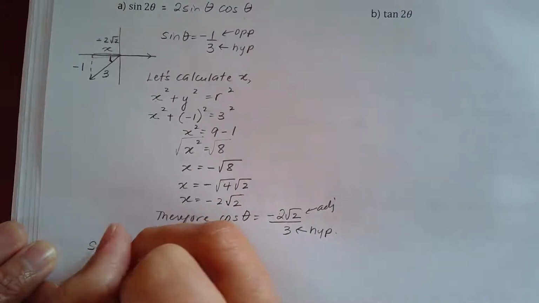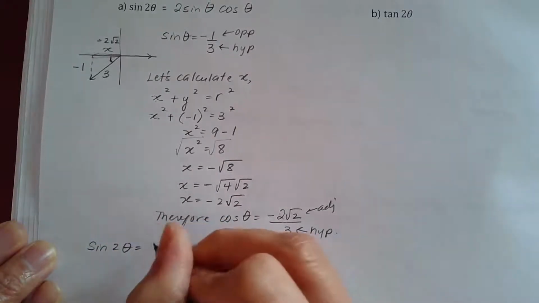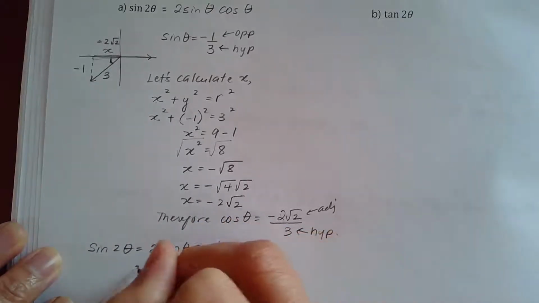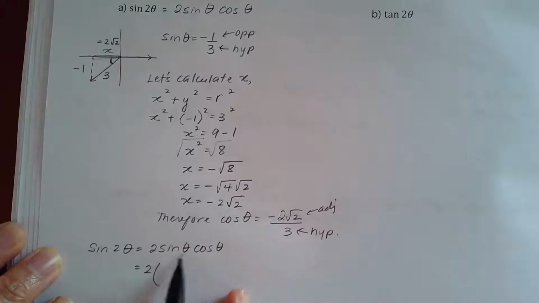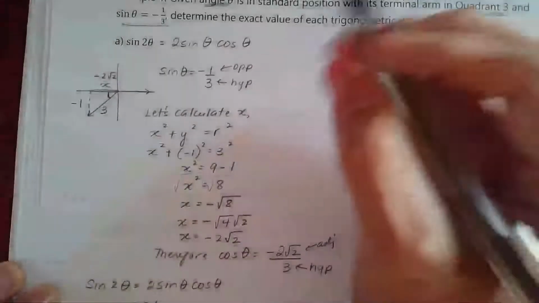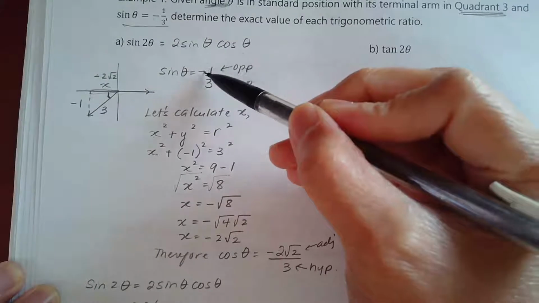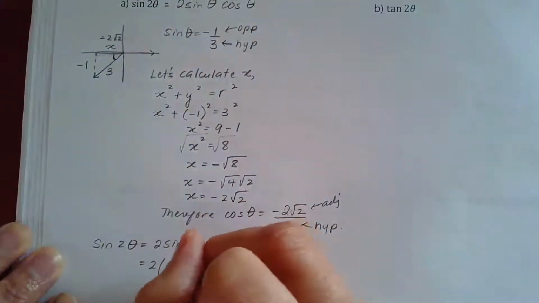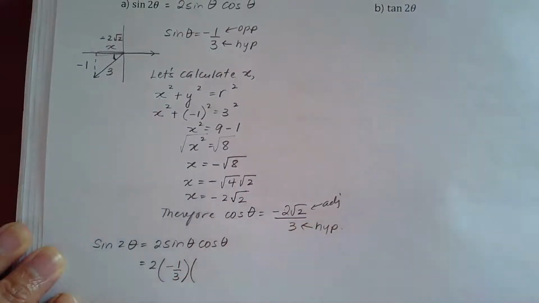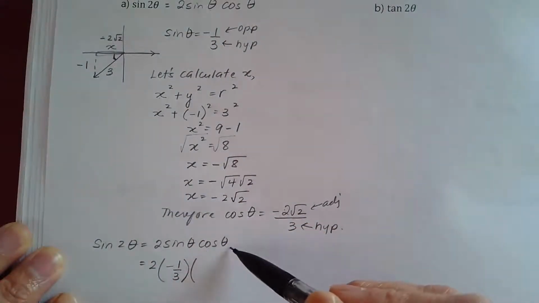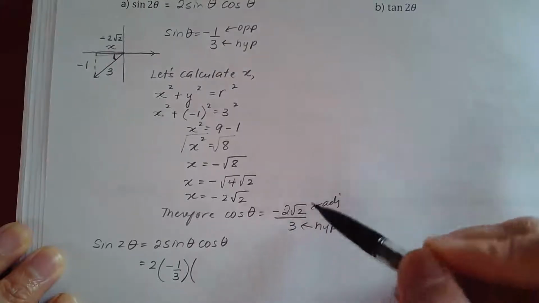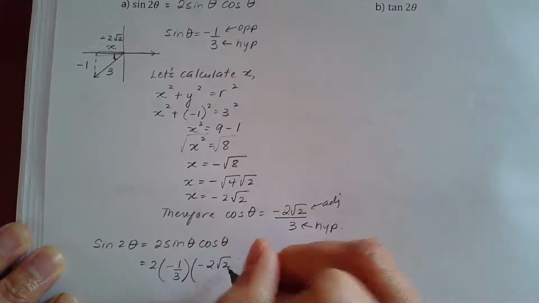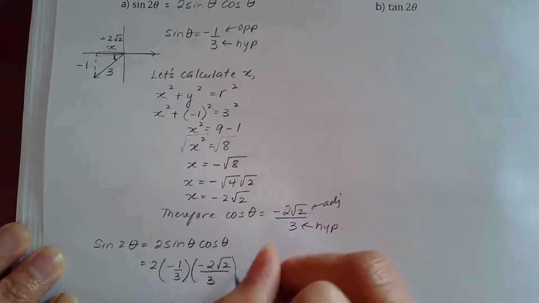Therefore, sine 2 theta is the same thing as 2 times sine theta times cos theta. So 2 times sine theta. What's the value of sine theta? The value of sine theta is negative 1/3. So we're going to put negative 1/3 there, times, what's the value of cos theta? Cos theta, we just figured that out. It's negative 2 root 2 over 3.